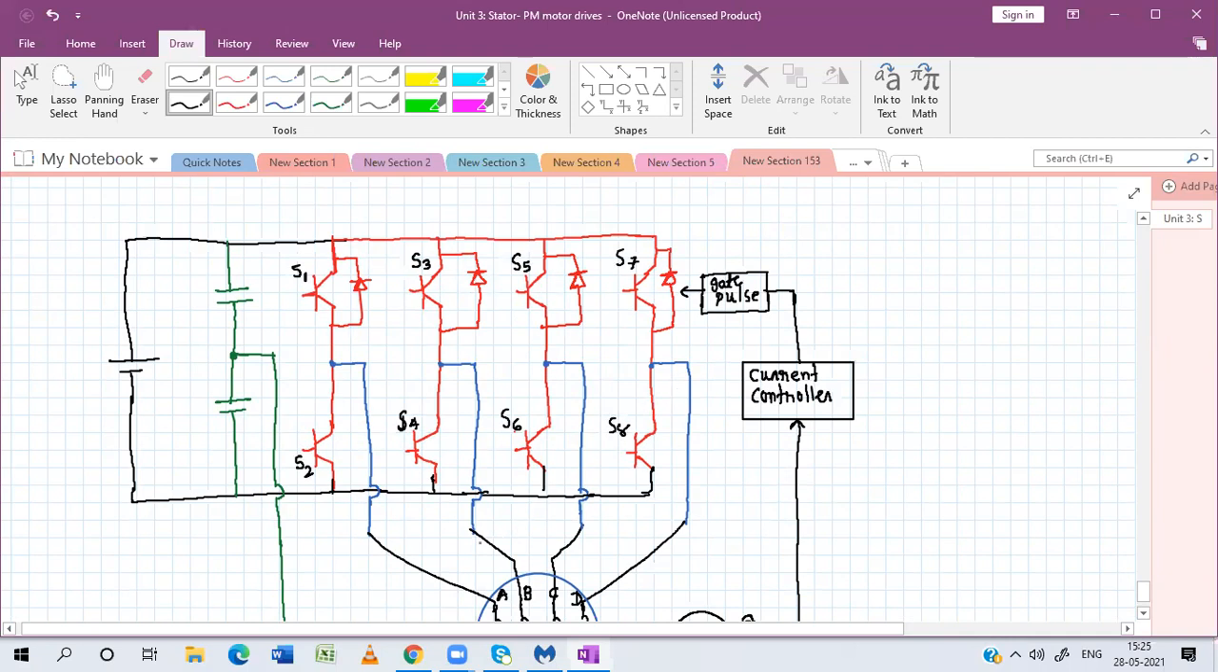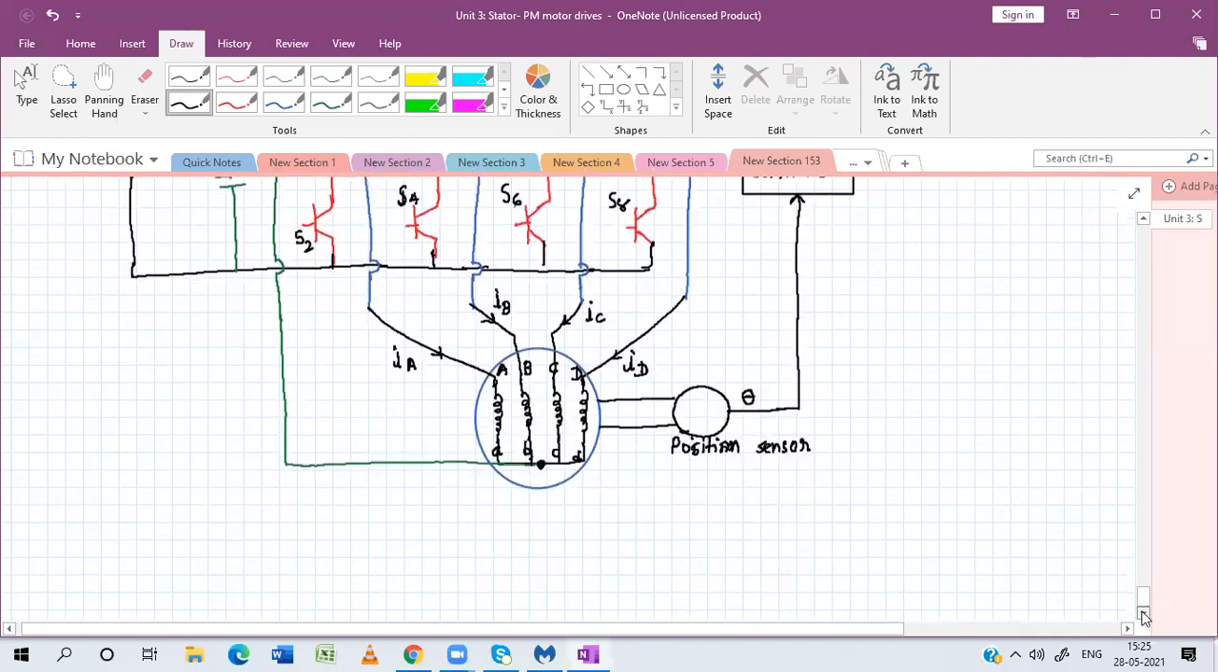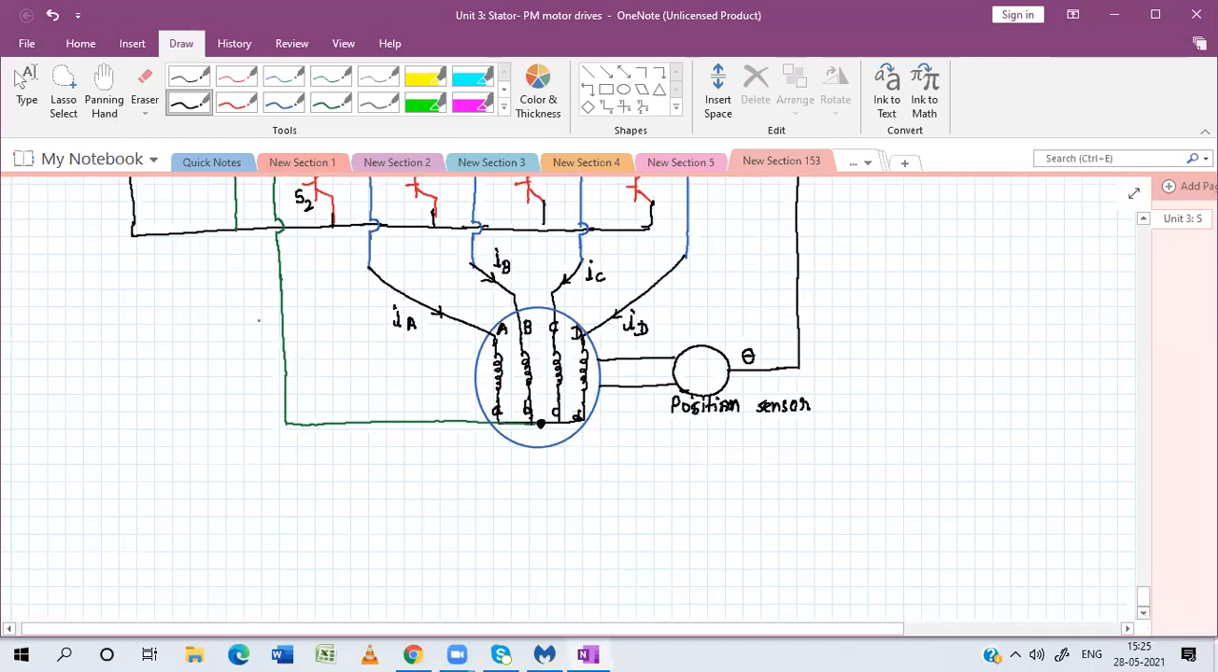Okay. So here we can say the current is IA. Here the current is IB. Here the current is IC. And here the current is ID. And if there is any abnormality or imbalance current, then the path is completed by this. So it is the unbalanced current, we can say I0.